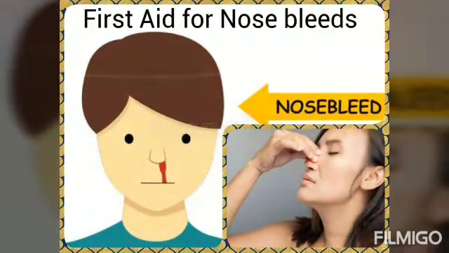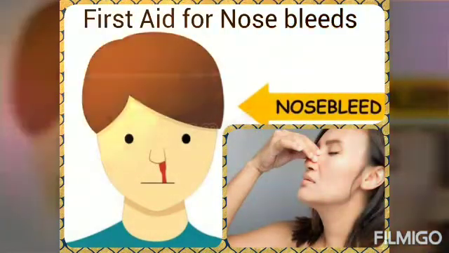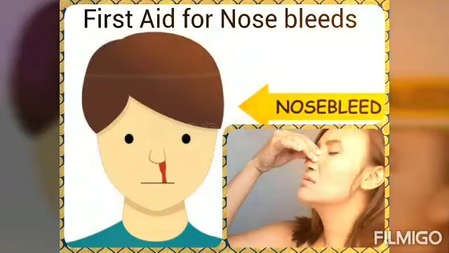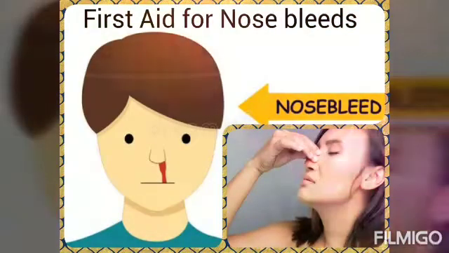Next, what are the common causes of nosebleeds? The common causes of nosebleeds include nose picking, repeated sneezing, coughing, and inserting an object into your nose.